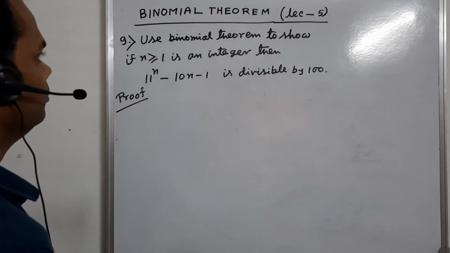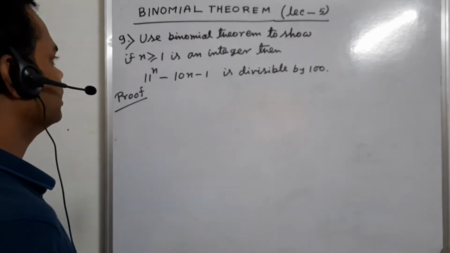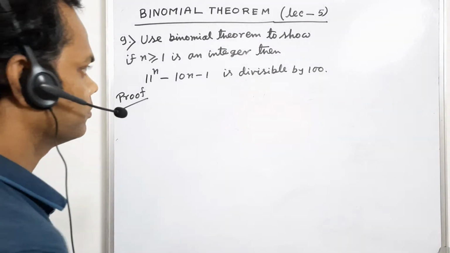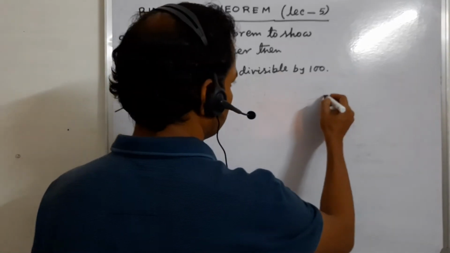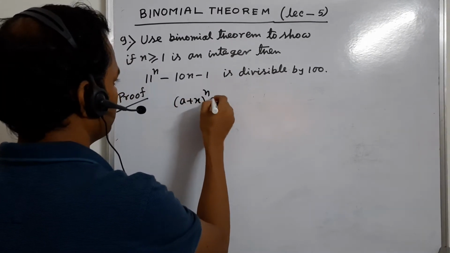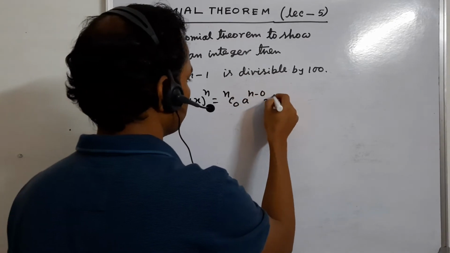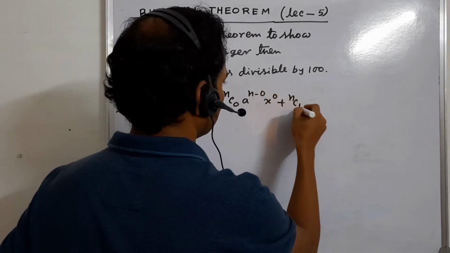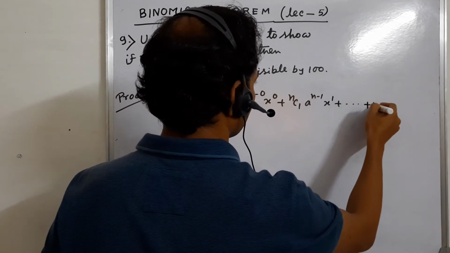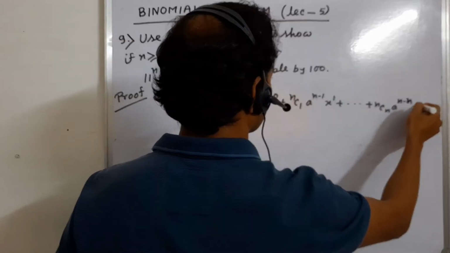Use binomial theorem to show if n greater than or equal to 1 is an integer, then 11 to the power n minus 10n minus 1 is divisible by 100. Here we use this formula, (a plus x) whole to the power n equals nC0 a to the power n minus 0 x to the power 0, plus nC1 a to the power n minus 1 x to the power 1, plus dot dot, nCn a to the power n minus n x to the power n.